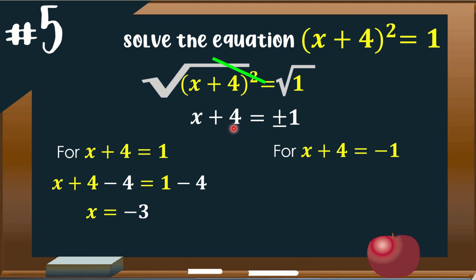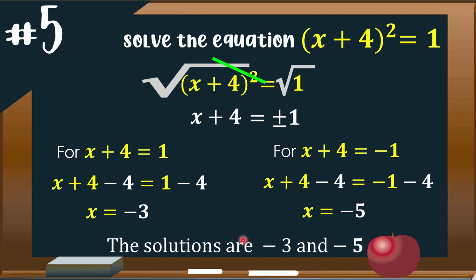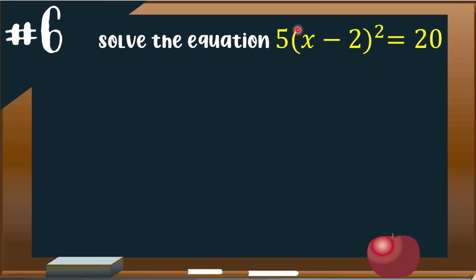How about x plus 4 is equal to negative 1. So, ito naman yun. Same as the first activity, we do addition property of equality. We add negative 4 to both sides and therefore, value of x is equal to negative 5. To conclude, the solutions are negative 3 and negative 5. That's it. Let us have our last example.